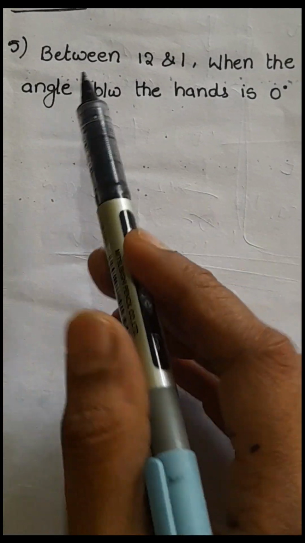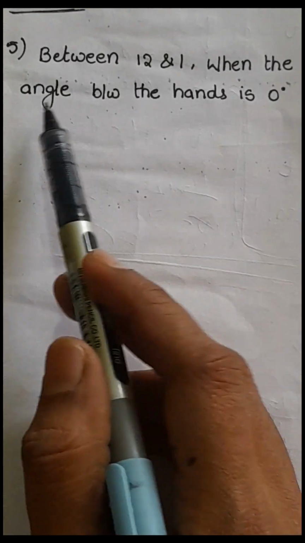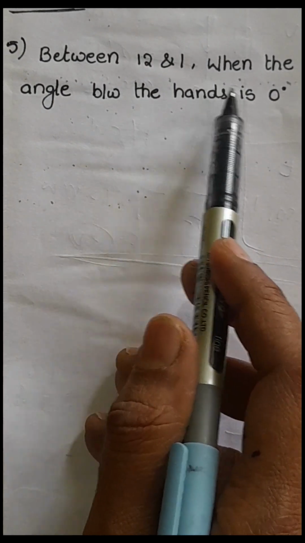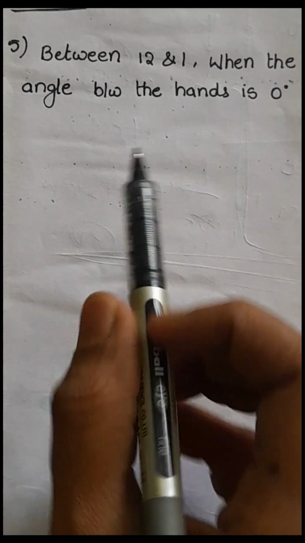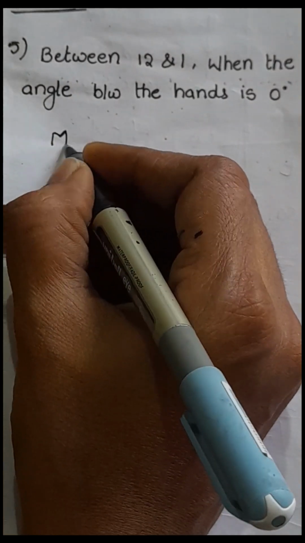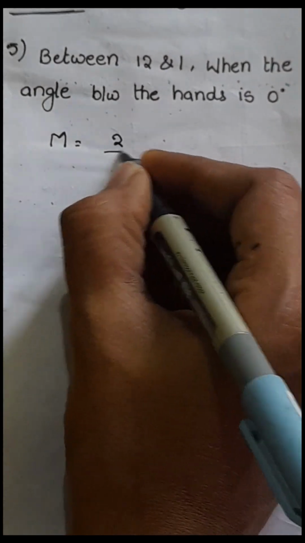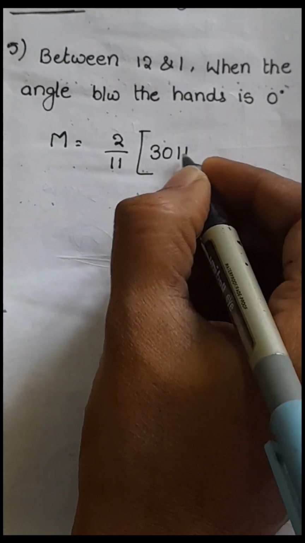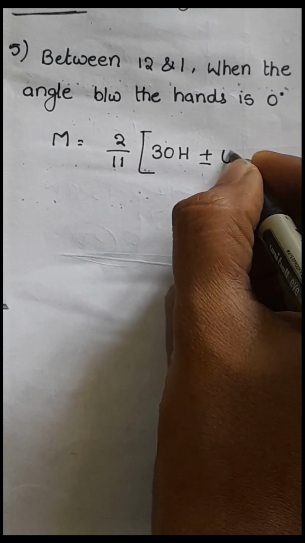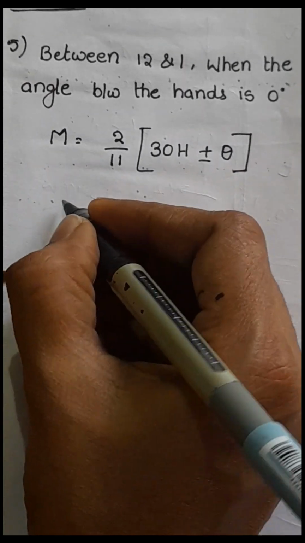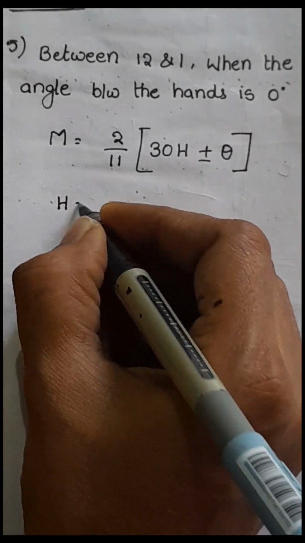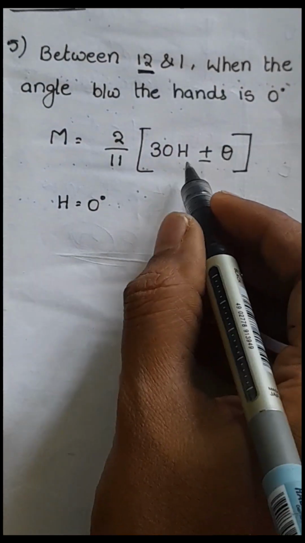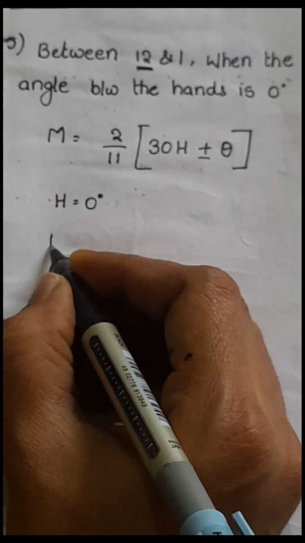Fifth question, between 12 and 1, when the angle between the hands is 0 degrees, that is when both the hands coincide. Here we use the same formula, m is equal to 2 by 11 into 30h plus or minus theta. H is equal to 0 because the starting hour is 12. So take h is equal to 0.